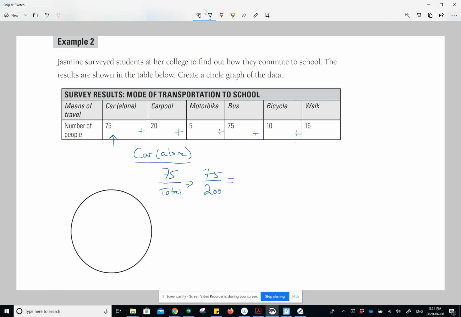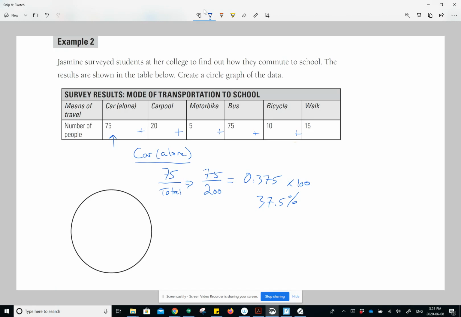And 75 out of 200 as a decimal is 0.375. As an example, if you got 75 out of 200 on a test, you would get 0.375 as a decimal, which, if we multiply by 100, is 37.5%, right? So you know how to do that. That's something that we've done before. So we found that 37.5% of the students actually drove a car alone to school.